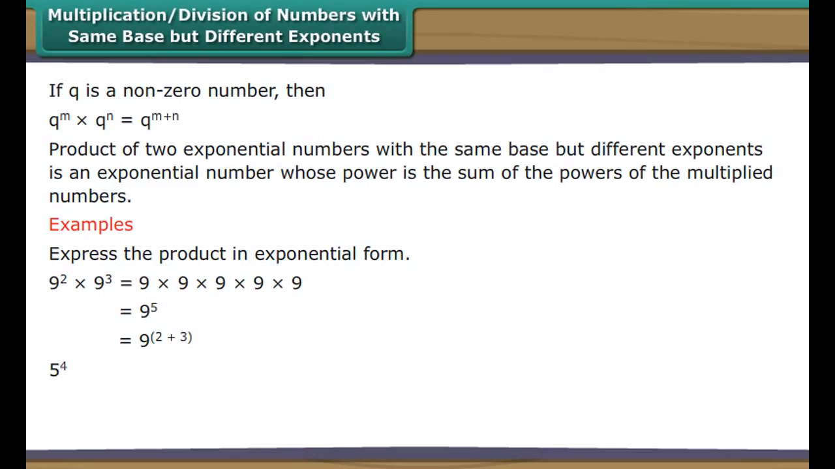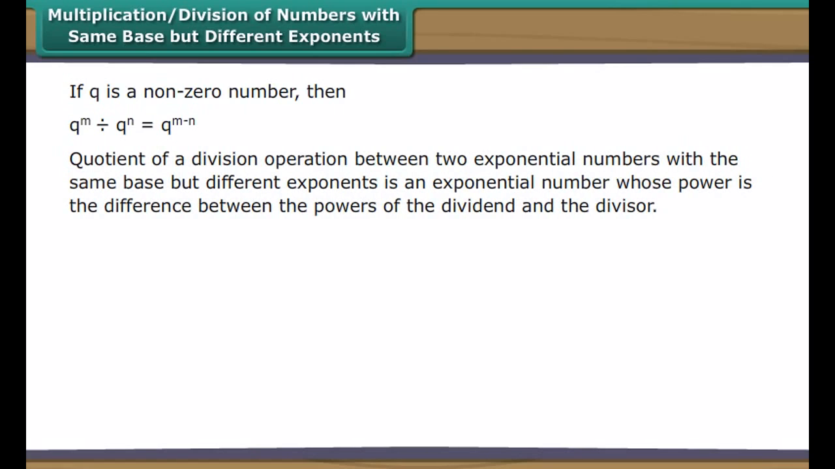5 raised to the power 4 into 5 raised to the power 6 is equal to 5 into 5 into 5 into 5 into 5 into 5 into 5 into 5 into 5 into 5, which equals 5 raised to the power 10, which is equal to 5 raised to the power 4 plus 6.